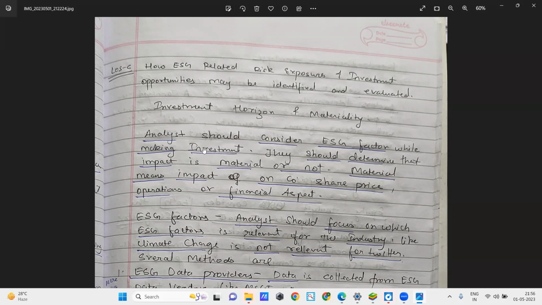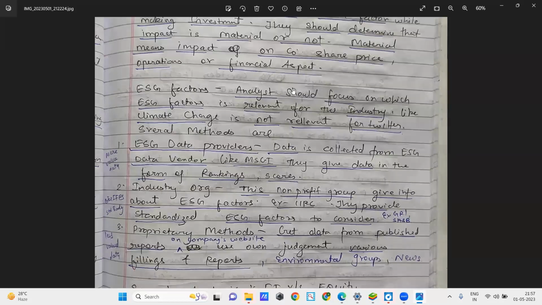Today, most companies look into ESG factors. They should determine whether the impact is material or not, like whether it will have an impact on the stock price. Material means an impact on the company's share price, operations or financial aspects. Analysts should focus on which ESG factor is relevant for the industry. Like, climate change is relevant for fossil fuel companies.